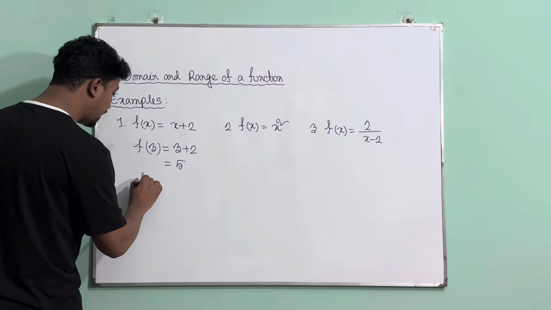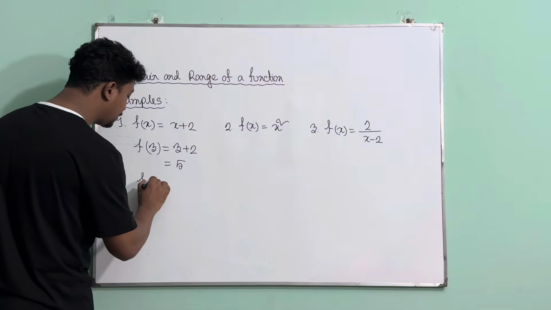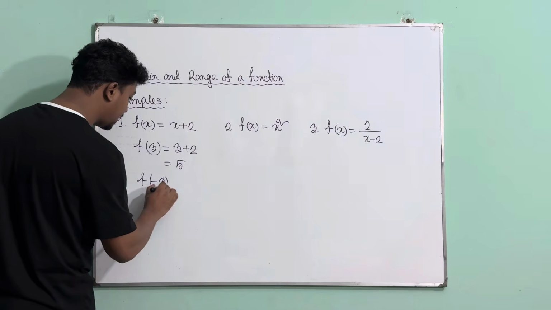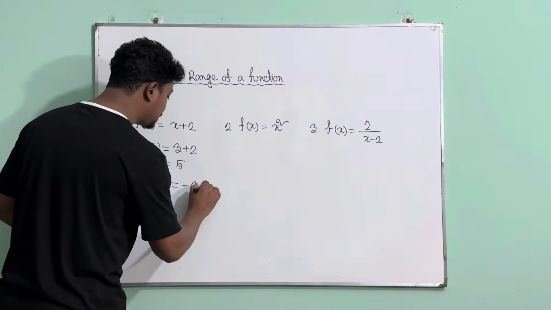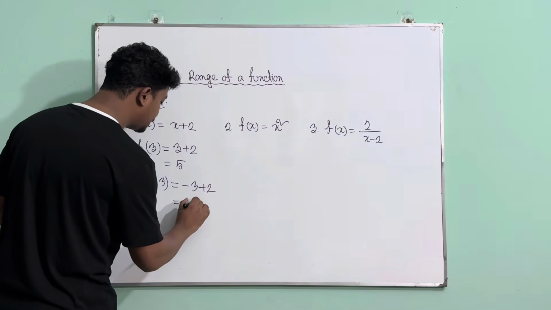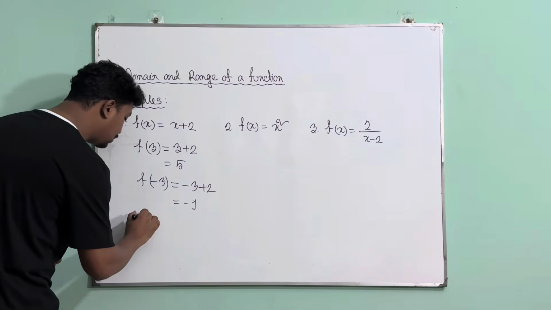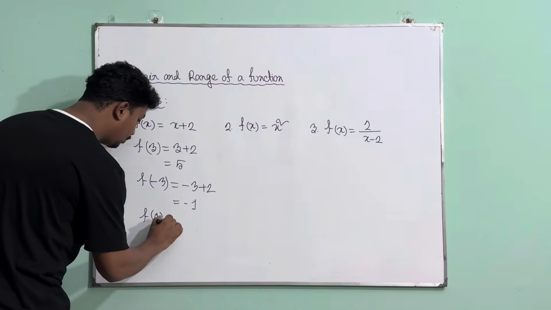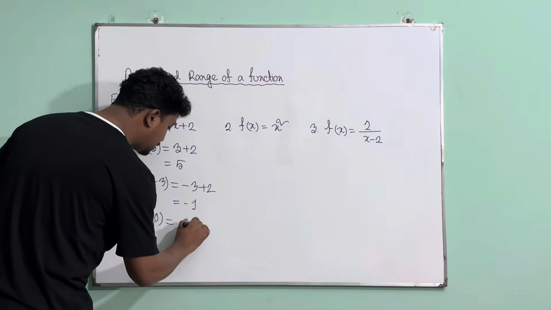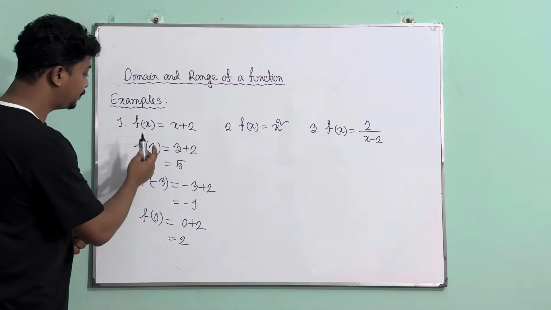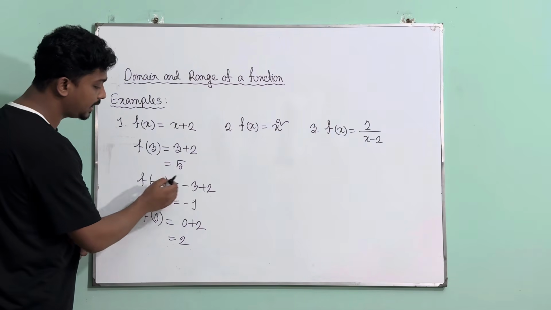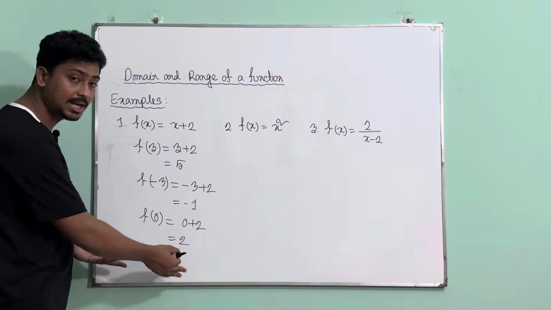Now let's put in a negative number. Let's say I'm going to put minus 3. This function works by adding 2, so minus 3 plus 2 is going to give us minus 1. Now let's put 0. What are you getting here? We have 0 plus 2, so the result will be 2. So in all these cases, if we put a positive, we get a value. If we put a negative, we get a value. If we put 0, we still get a value.